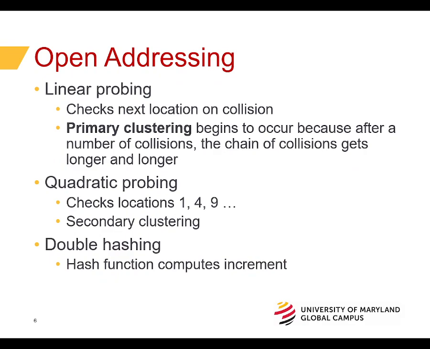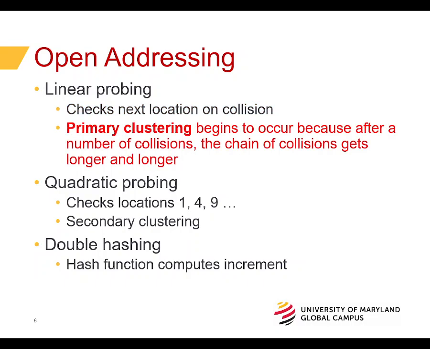Next, we consider how to deal with collisions. The first approach is to use a technique referred to as open addressing, also sometimes referred to as closed hashing. There are several approaches. Linear probing is the simplest technique. When a collision occurs, the next location is checked to see whether it is used. If not, that location is used. If it is also used, then the next location is checked, and so on.